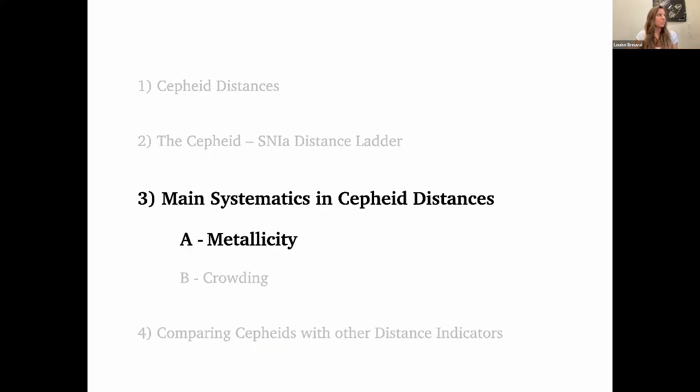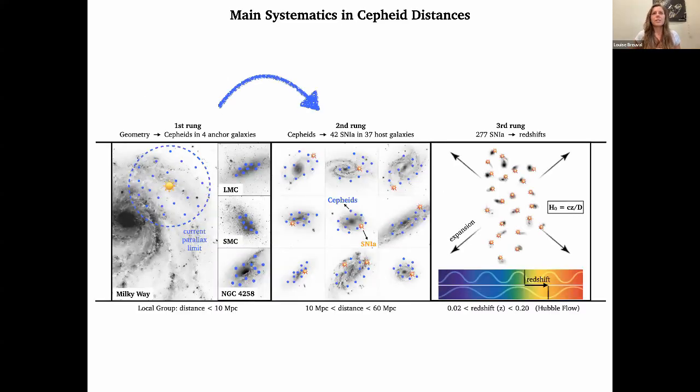So now that we have this Hubble tension, what we're interested in is testing whether there still are systematics, like unknown systematics in Cepheid distances. And there are two main systematics that I'd like to discuss today. The first one is metallicity, and the second one is crowding. So when I say systematics in Cepheid distances, the question is, when we observe Cepheids in the first and second rung, are we observing the same thing, and are we observing them the same way?